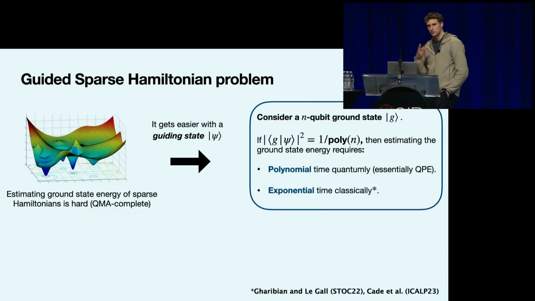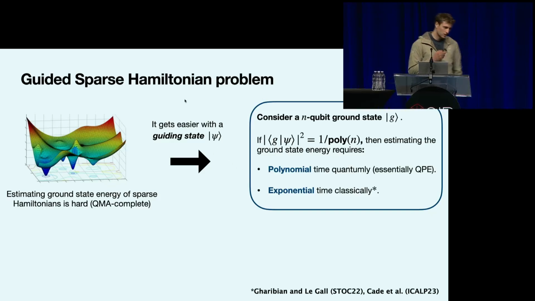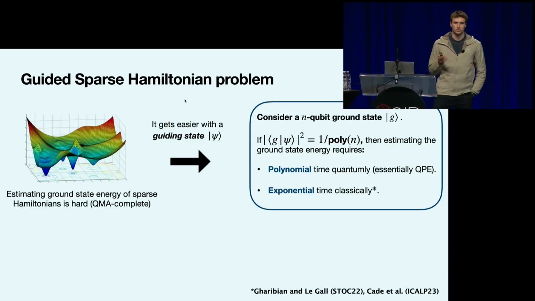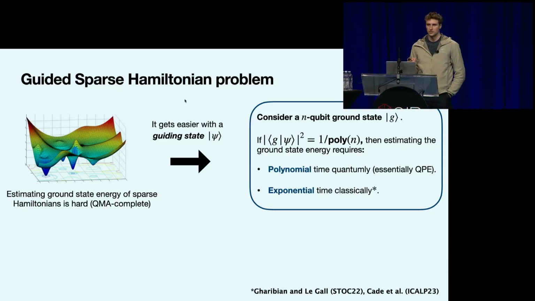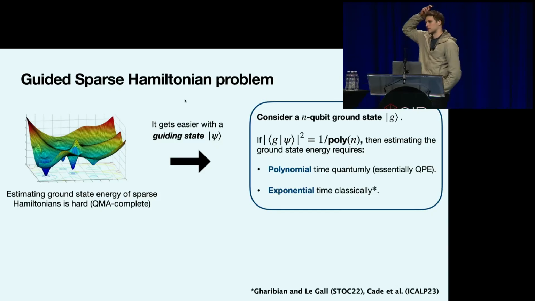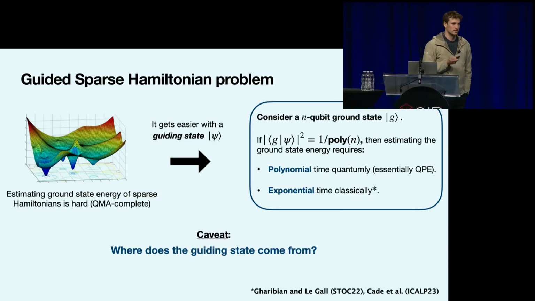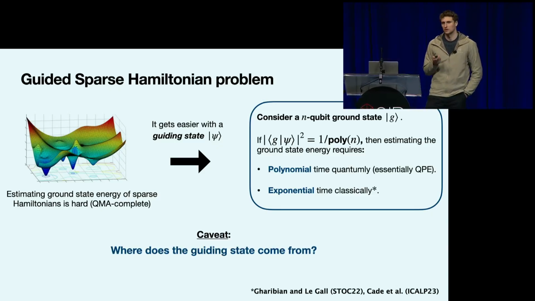And this was shown by proving BQP completeness by Gharibian and Le Gall, and then later improved by Chris Cade and others. So this problem I wrote down here is a very nice abstract framework for getting exponential quantum speedups. But there is, of course, a very big caveat here, which is someone has to give you this guiding state. And it's very much unclear where this guiding state comes from in any practical applications.